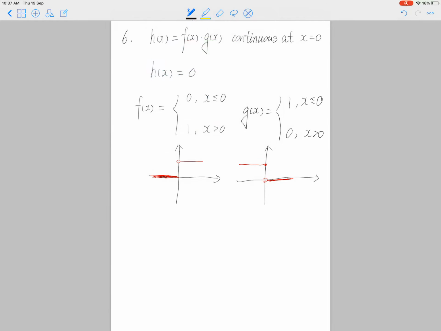So now if you multiply these two functions, f(x) times g(x), when x is smaller or equal to 0, it is 0 times 1. When x is strictly greater than 0, it's 1 times 0. So it is just a constant function 0. So you can see this f(x) is not continuous at x equals 0. g(x) is also not continuous when x is 0. But their product is continuous when x is 0.